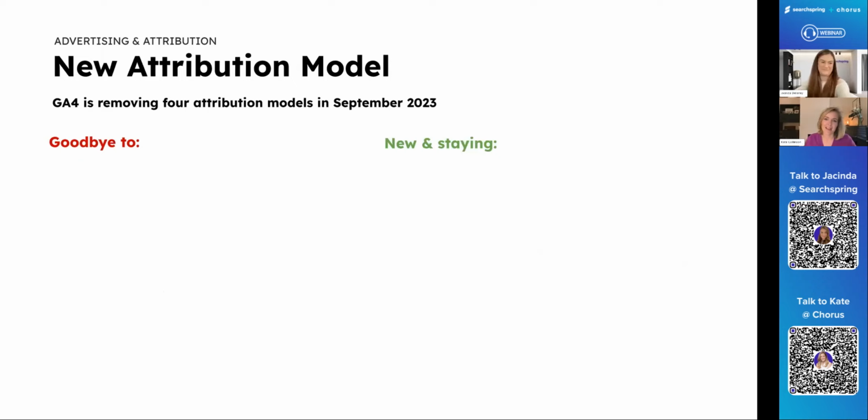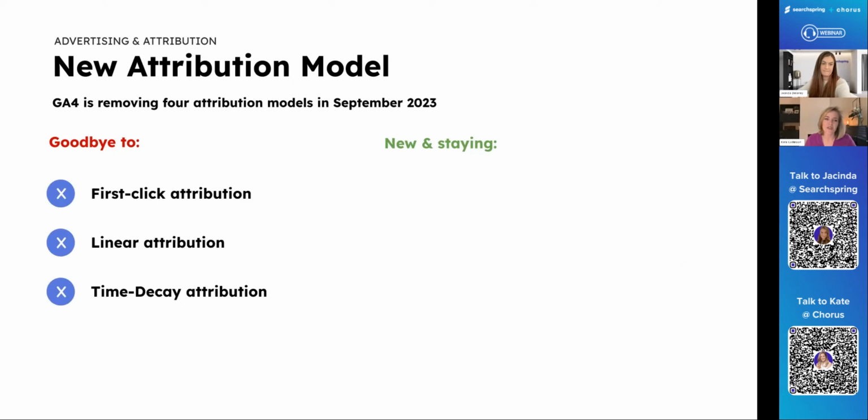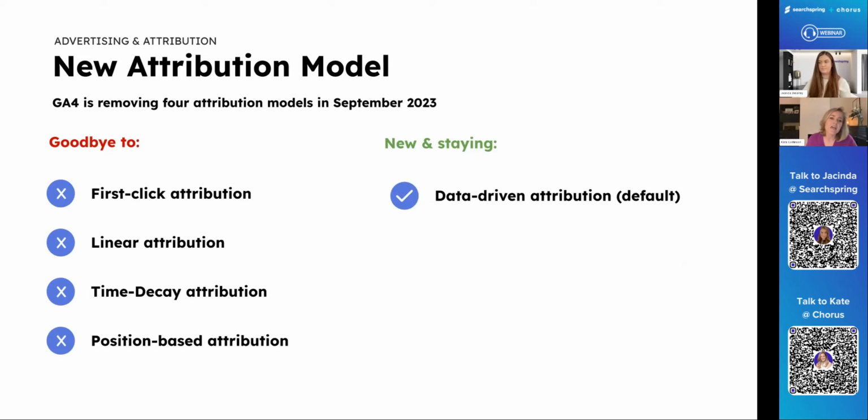I just want to talk a little bit about attribution in GA4 as well. Google is actually removing 4 attribution models: first click attribution, linear attribution, time decay, and position-based attribution. It has just recently been announced that they will be removing them in September this year. What is new is called data-driven attribution, which is the default new model in GA4. We also still have last click attribution.